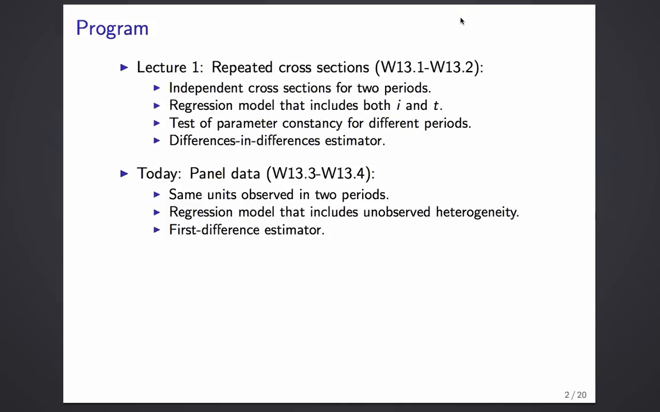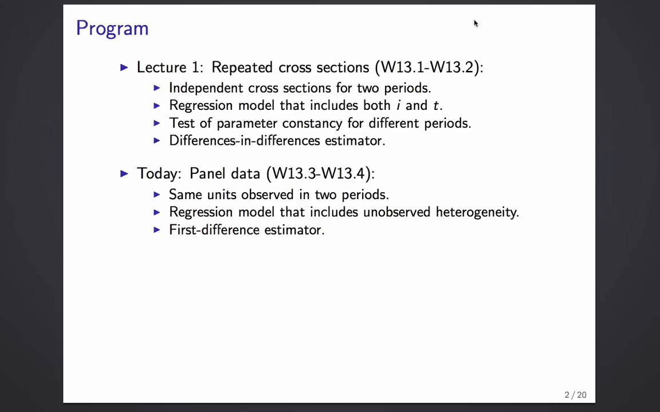In lecture 1, we had a look at repeated cross-sections. That is data where we observe, for instance, one group of workers in 1 year, and then a second group of workers in another year. Then we saw how we could incorporate that type of data into our regression framework. Today we'll move on and we'll have a look at panel data.